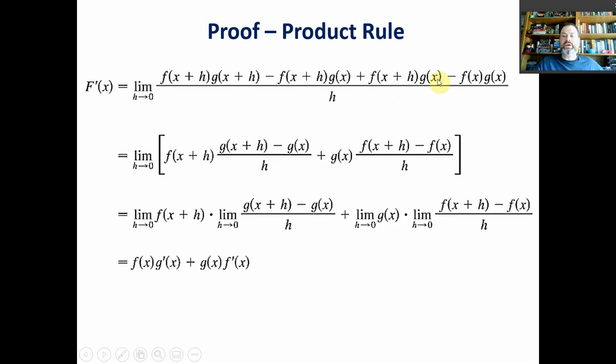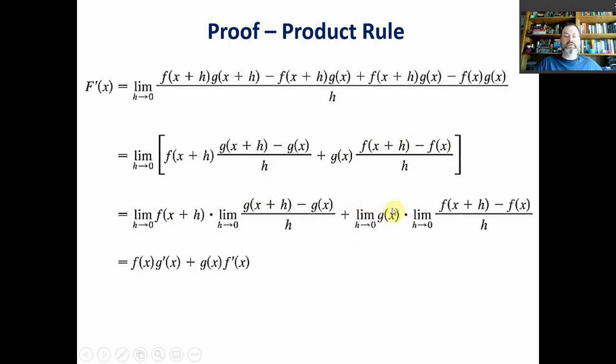Over here, here's a g of x. Here's a g of x factored out. We're left with an f of x plus h minus f of x. Then you use your limit law to distribute the limits inside. So just distribute the limit everywhere you're allowed to. This is just f of x. This is the derivative of g.